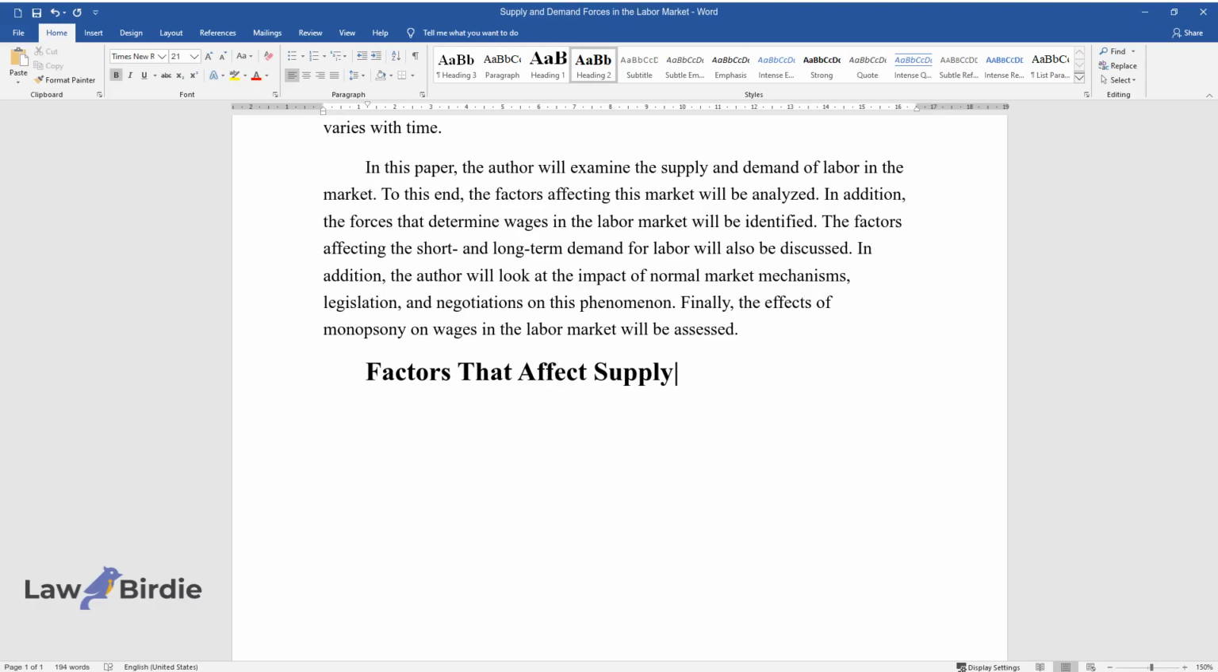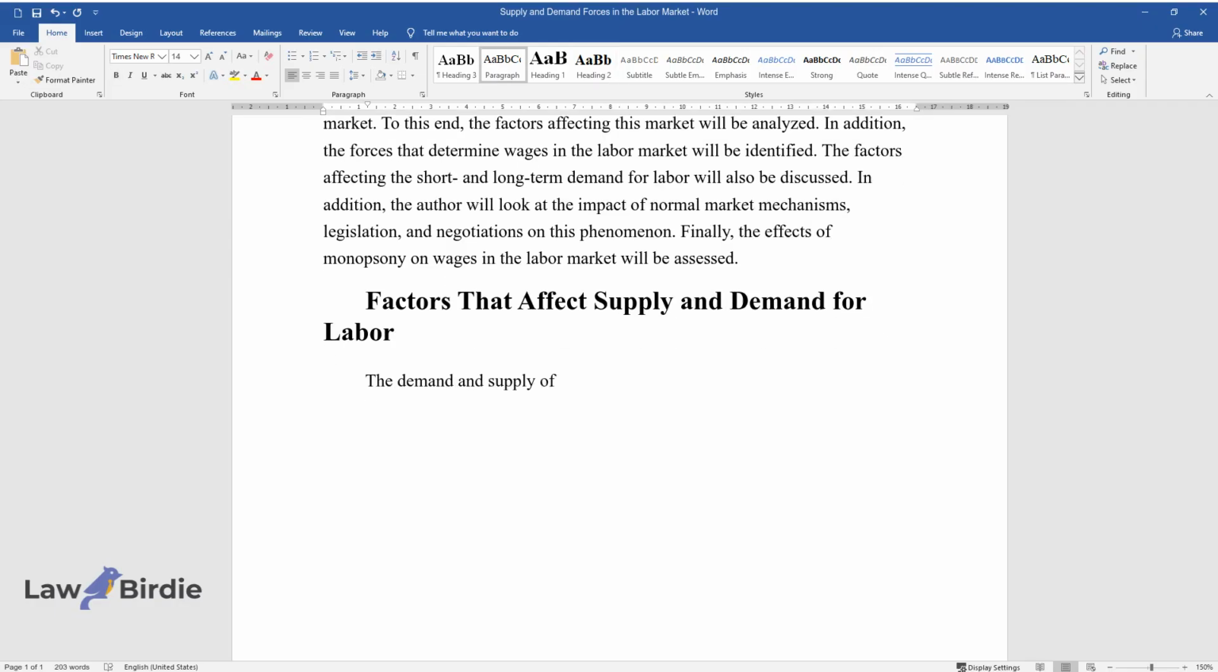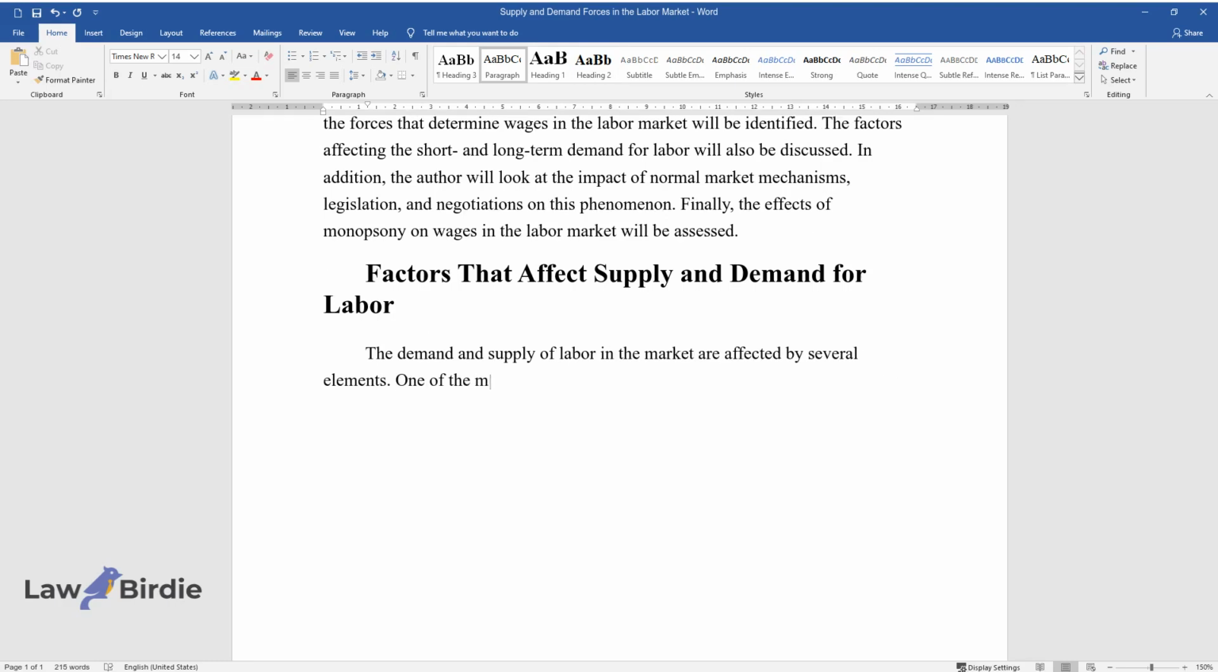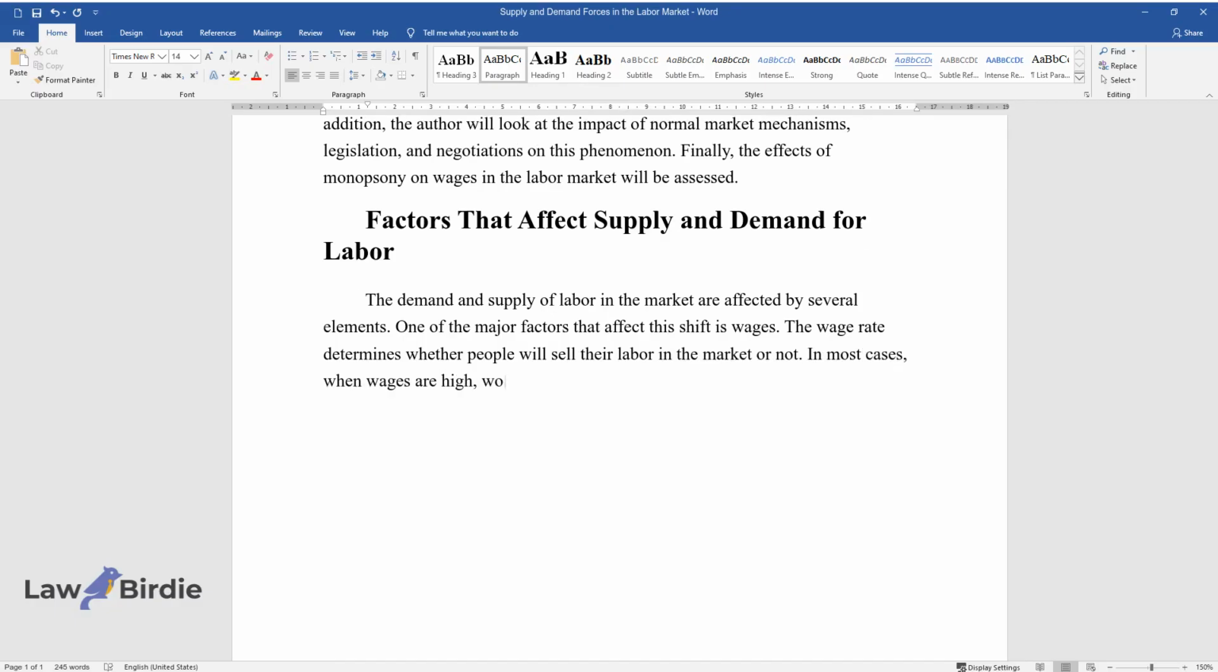Factors that affect supply and demand for labor. The demand and supply of labor in the market are affected by several elements. One of the major factors that affect this shift is wages. The wage rate determines whether people will sell their labor in the market or not. In most cases, when wages are high, workers are more willing to sell their labor.